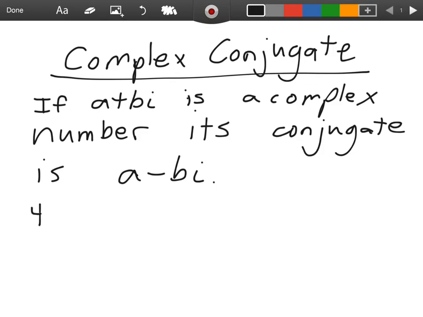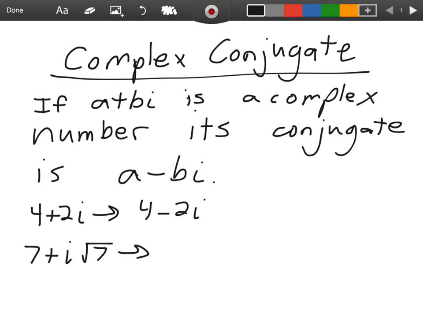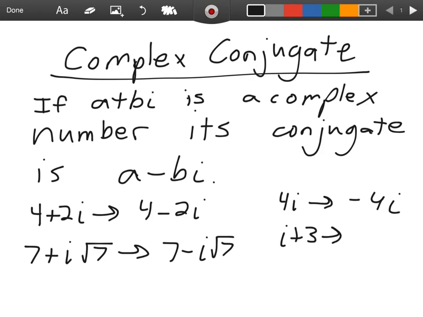So, for example, 4 plus 2i is a complex number. Its conjugate is 4 minus 2i. If I have 7 plus i square root of 7, it's going to be 7 minus i square root of 7. If I have 4i, its conjugate is negative 4i. If I have i plus 3, again, just change the sign of the imaginary part, so it'll be negative i plus 3. That one's just switched around a little bit. Okay? So, why do we need that for dividing?